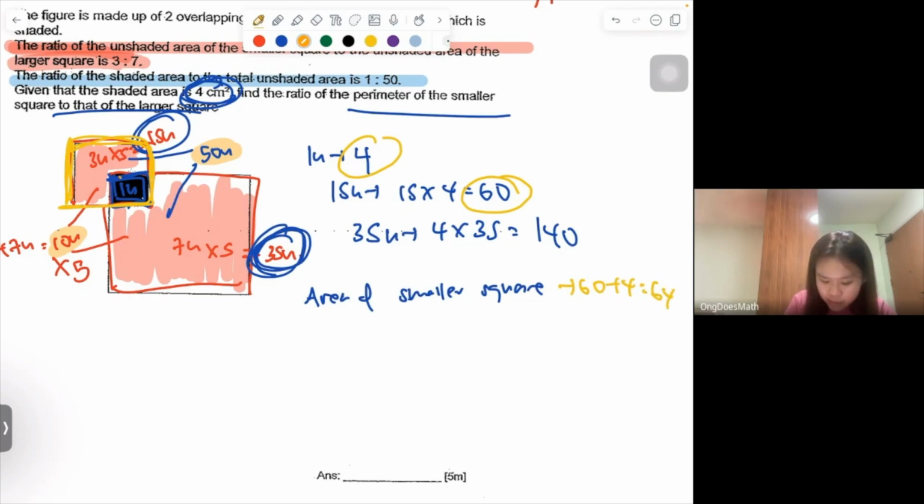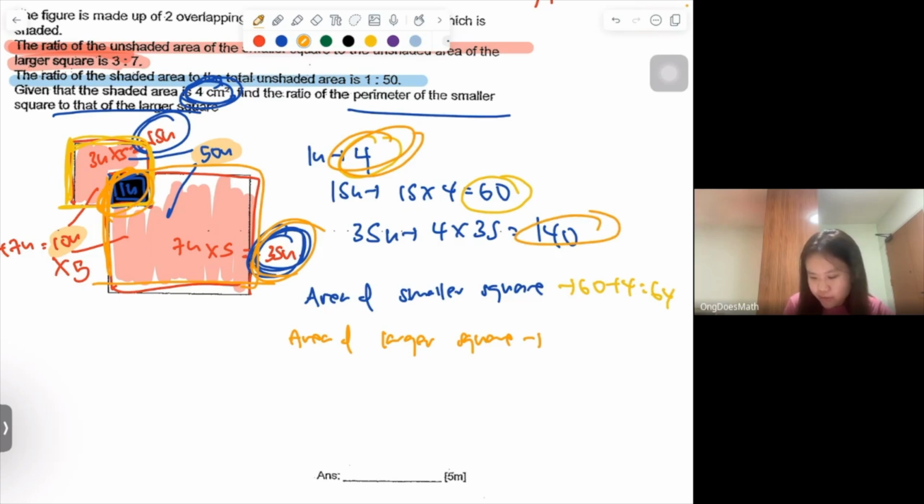And this bigger guy over here, the larger square, so area of larger square, will just be this 1 unit plus this 35 units, right? So this 1 unit plus this 35 units. So it'll be 4 plus 140, which is equal to 144.